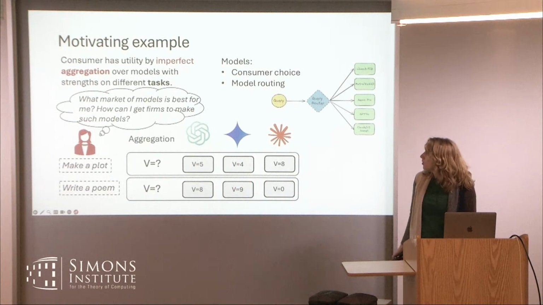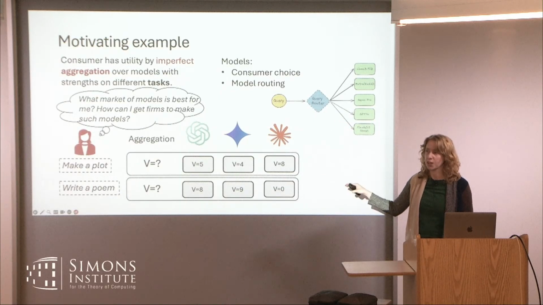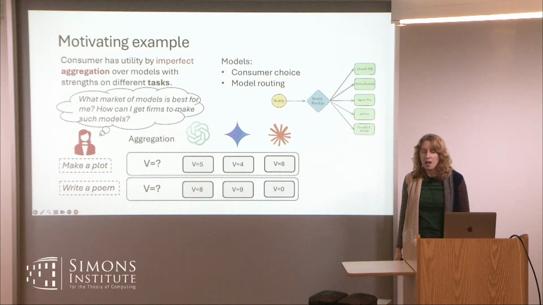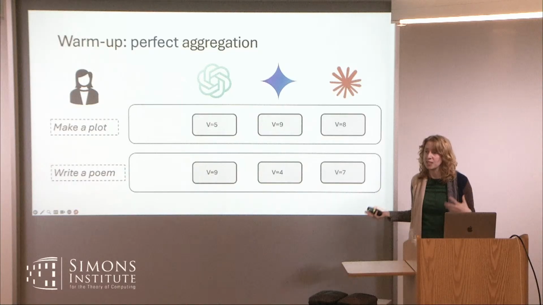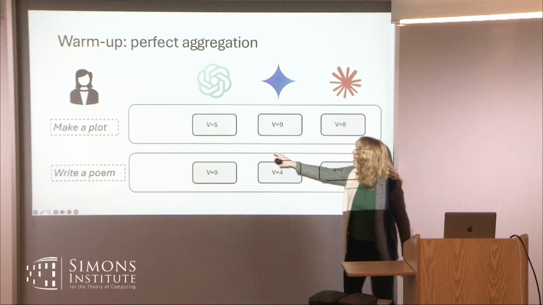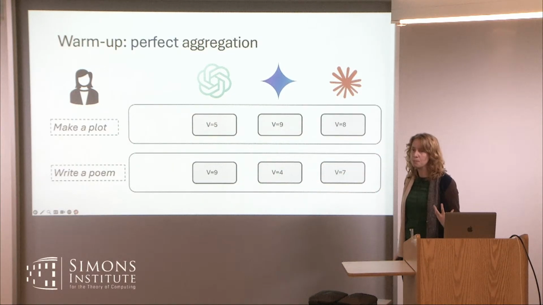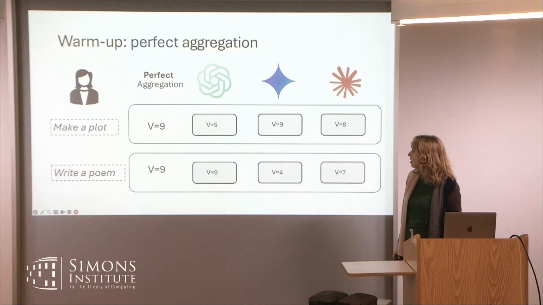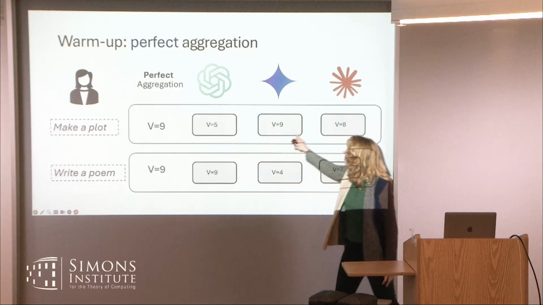And I'm going to spend a little time focusing on imperfect aggregation and being a lot more specific about what I mean in this particular setting. As a warm-up, let's talk about perfect aggregation. So what does it mean in this setting to have perfect aggregation? Looking at this particular set of examples, there are different values in different models. We're going to define perfect aggregation as always picking the right model for any task you're interested in. So it would look like this. You'd always get value 9 for both of these because there exists a model with value 9 on each of these tasks.